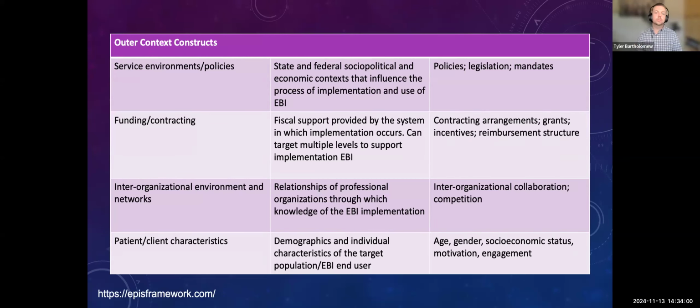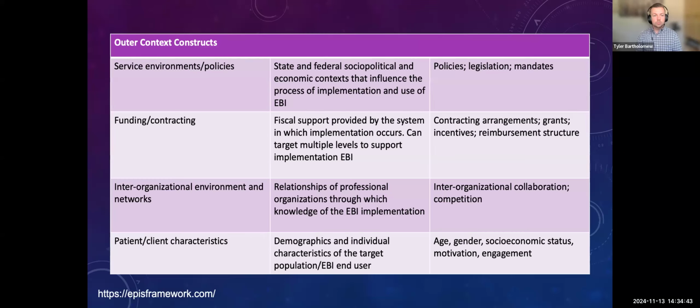And so you can think of contracting agreements, grants, organizational level incentives or reimbursement structure. Oftentimes when implementing a clinical intervention, physicians can be reimbursed for that procedure or for that treatment, which will facilitate implementation. We also have inter-organizational environment and networks, so understanding the relationships of professional organizations through knowledge of the evidence-based intervention. So we're thinking about inter-organizational collaboration, so how well our agency is working with other agencies that are also doing this type of implementation or trying to move this intervention forward and have it implemented in their context.